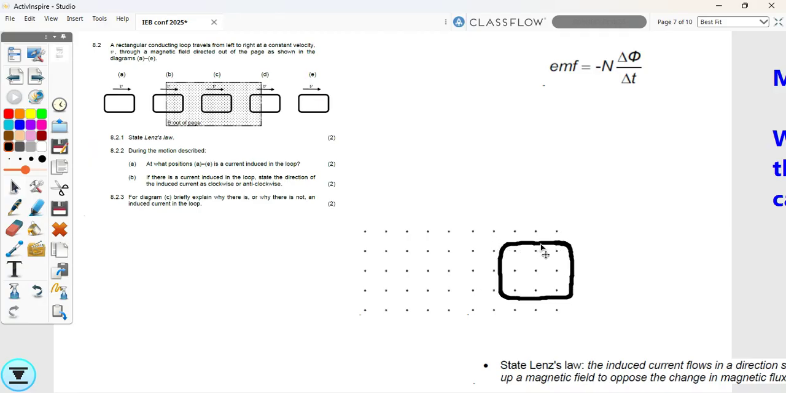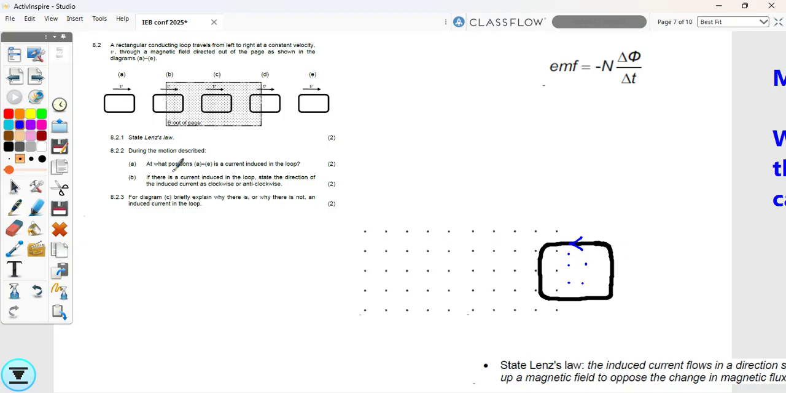And as we're moving out of the field, now my dots are decreasing again, so I want to counteract that by making more dots. And again, now, I think I did the other one the wrong way around. I hope you realize that. So now my thumb is coming out of the page, and my fingers are going in an anti-clockwise direction. So this is exactly what the question asked for.